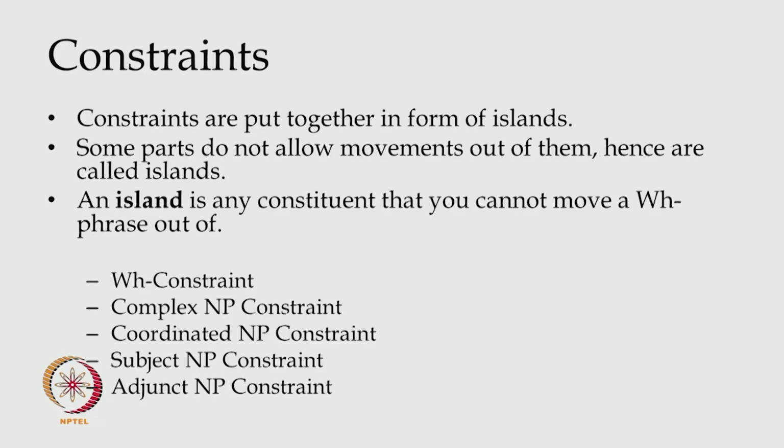So let's go through the restrictions, which are called constraints on movement. Here are some of the things that I want you to see. Constraints are put together in the form of islands. So the moment we are talking about constraints, we have an island in mind. And you know what we mean by island. An island is a place which is not connected with the rest of the land, right? So that forms a small territory by itself. And some parts do not allow movement out of them.